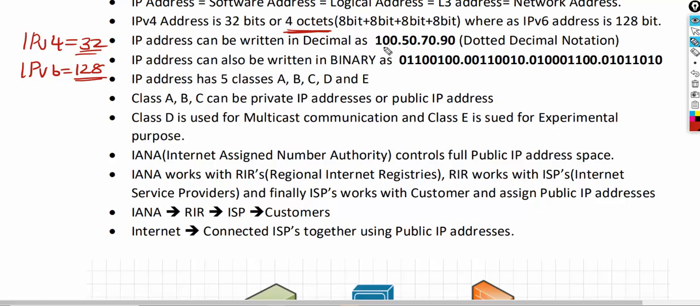150.70.90. So there are 4 octets. Octet number 1, octet number 2, octet number 3, octet number 4. Every octet is 8-bit, 8-bit, 8-bit, 8-bit. So you get a total of 32-bit. Sometimes it is called 4 octets, or normally people call it dotted decimal notation.